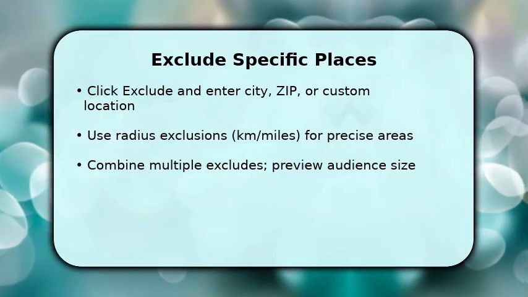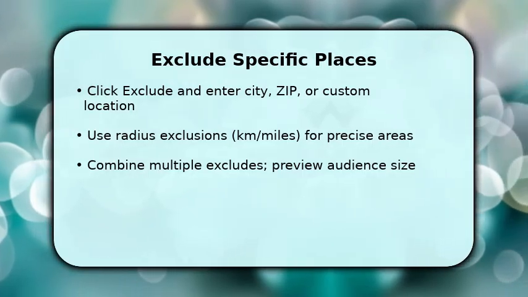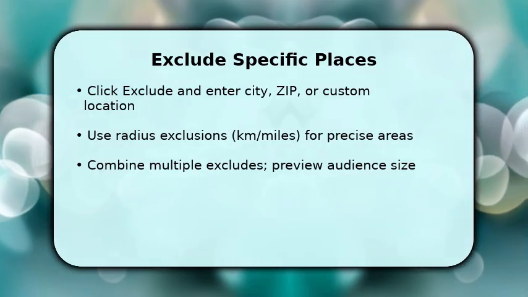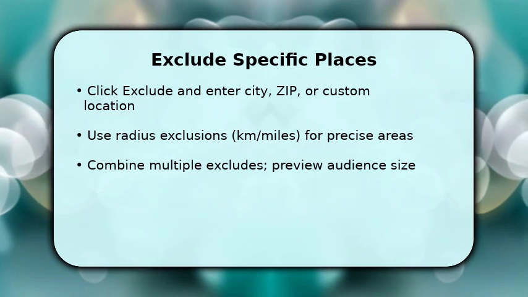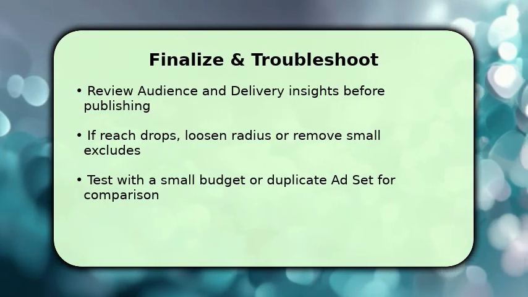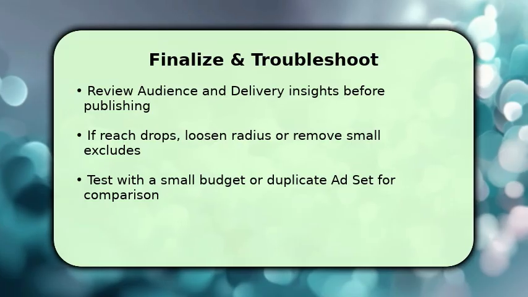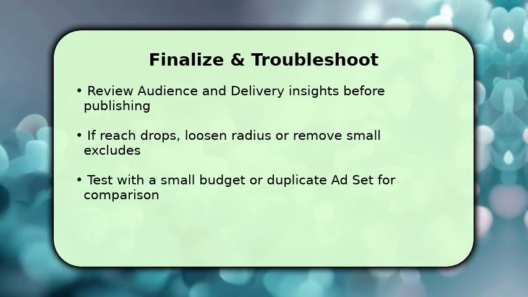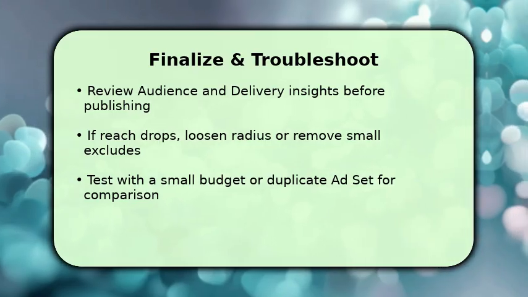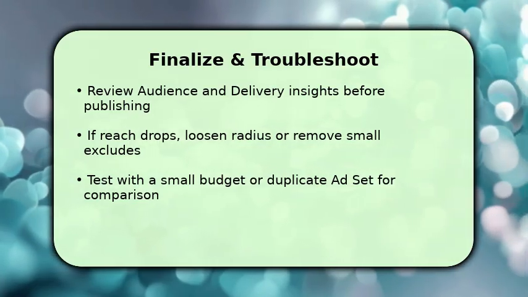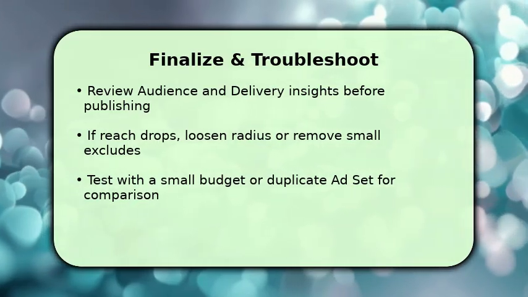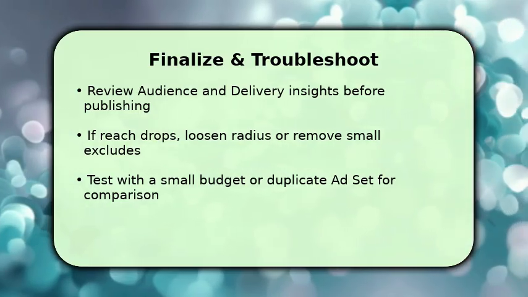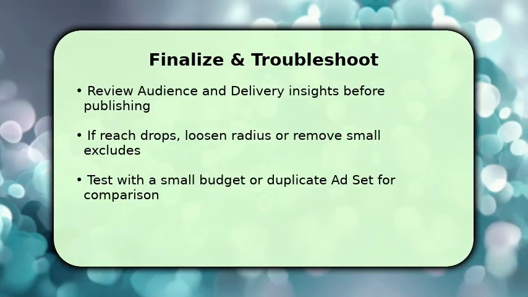Once you've added exclusions, double-check that they don't accidentally overlap with included locations. Finish by reviewing delivery and audience insights to confirm exclusions worked and your potential reach remains viable. If you see an unexpected reach drop, make sure excluded polygons or radii didn't cover included areas. Loosen the radius or remove the smallest excludes to recover scale. Always test changes by duplicating the ad set or running a low-budget test to compare performance.